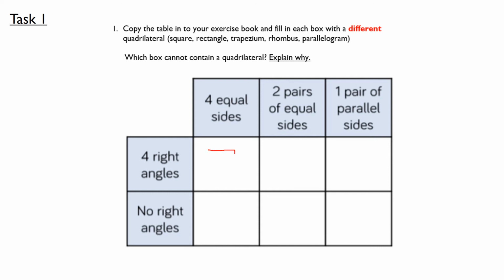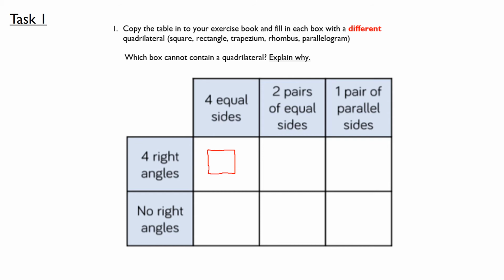So I would draw a square and put it in there. Yours will be much neater than that. Then you'll move on. You could do this one, or you could move down here. So you could think of a quadrilateral that has no right angles, but then it needs to go with this one.